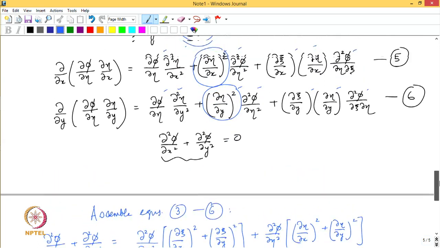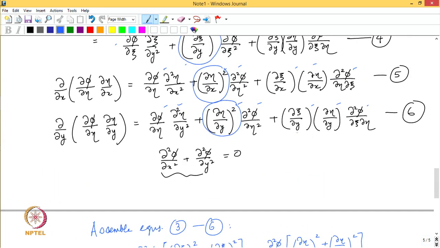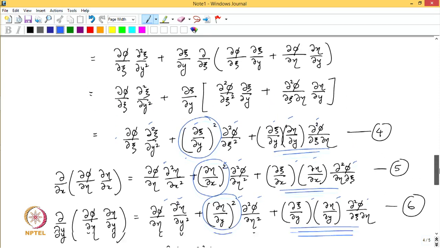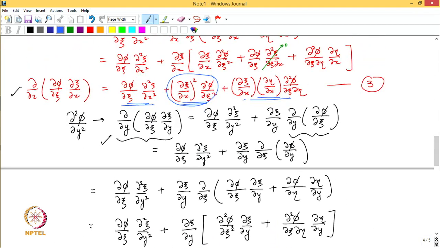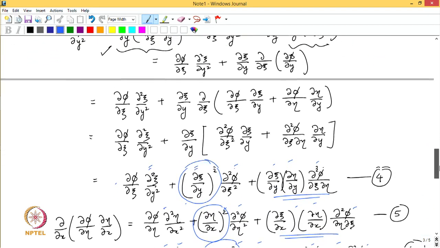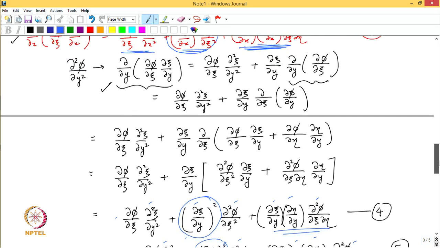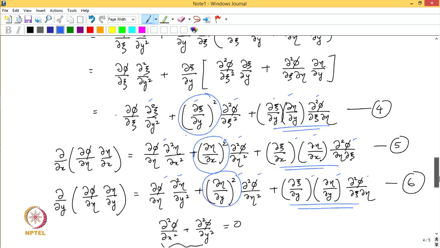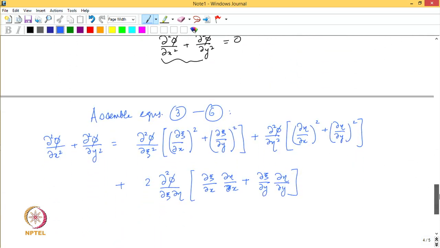So we can just compare where this came from. This is coming from here and here. Each of these will have this same contribution. So we have now seen that it's two of each type: 2 of d xi dx d eta dx, and then 2 of d xi dy d eta dy. So that's why we have a coefficient 2 here, which is justified.